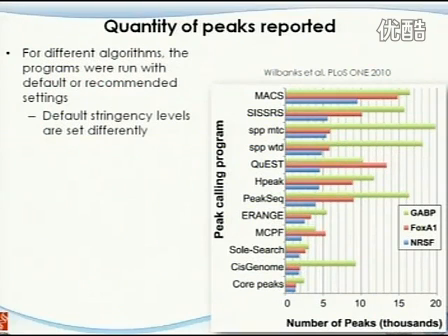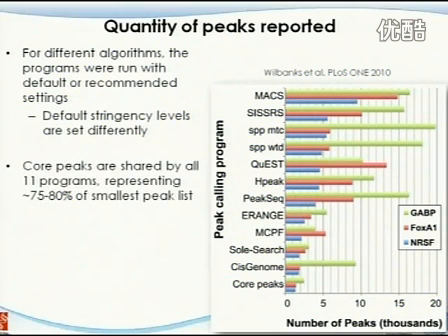The first result here is the quantity of peaks reported. These are the algorithms they compared; the last one is not, but all the others are. The different bars are different proteins. The programs were run with default or recommended settings, and default stringency levels are set differently. So you can see that some algorithms identified many more peaks than others. That really annoys people, right? How do we know which one is correct and which is not?